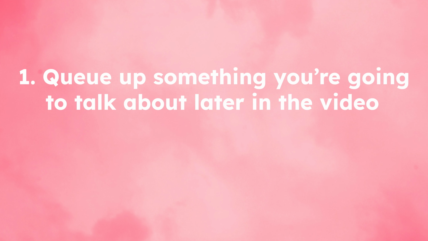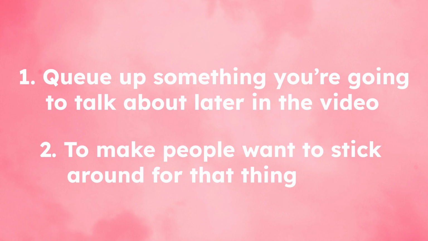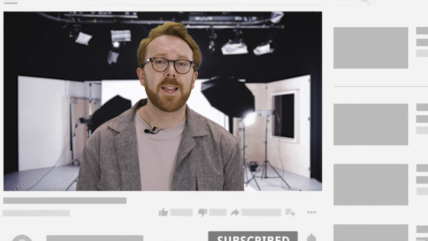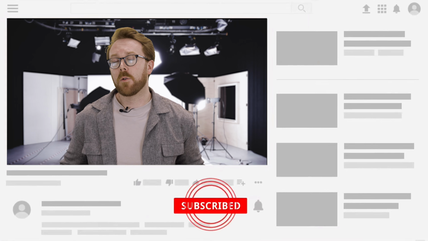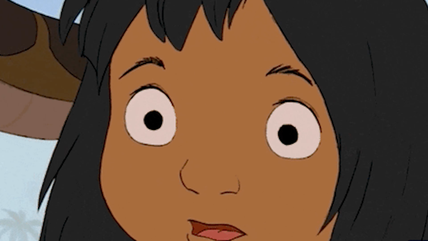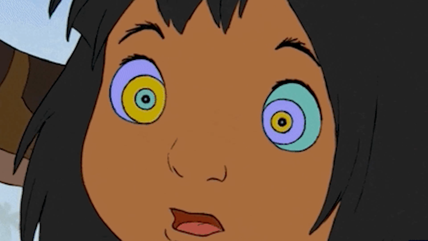Micro hooks are designed to do two things: to cue up something you're going to be talking about later on in the video, and to make people want to keep watching your video until at least that point. Another example of a micro hook could be something like me saying, the fourth rule in this video is actually the rule that I use the most often and that gives me the most success. That is going to be something that makes you want to watch that fourth rule.